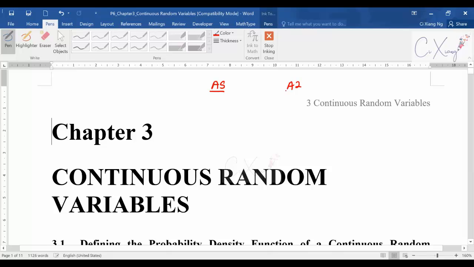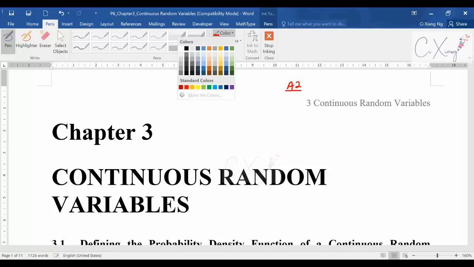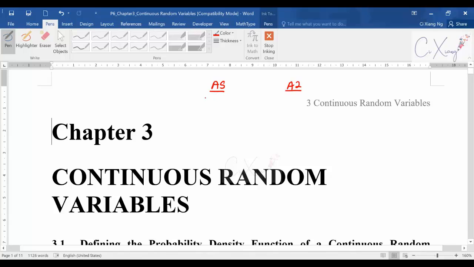In AS syllabus and A2 syllabus, generally what we have learned in AS is discrete random variable. All right, so for A2, we are going to learn the new one, which is the continuous random variable. Okay, so for AS level, when we learn all the discrete random variable, generally we talk about summation, because when you want to find the probability, you have to add the probabilities together, and then you need to draw a table and so on.